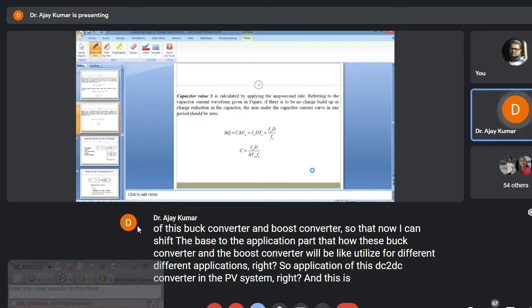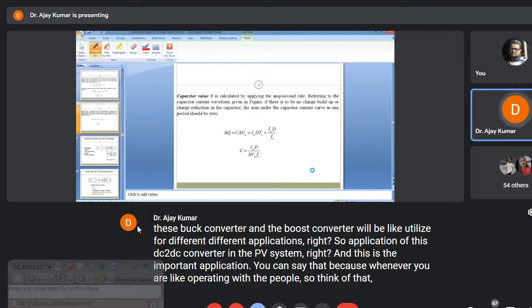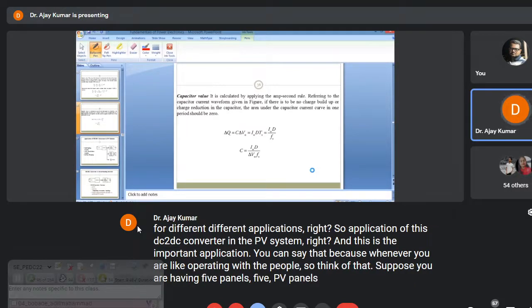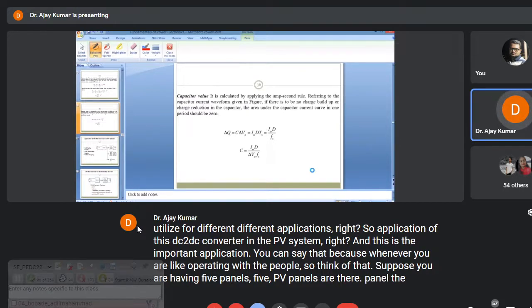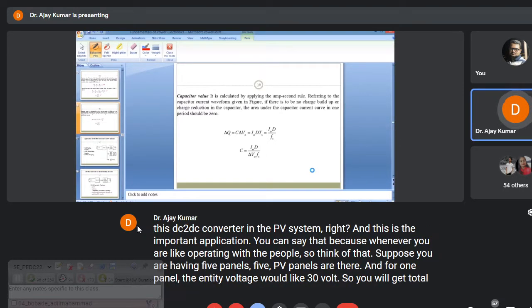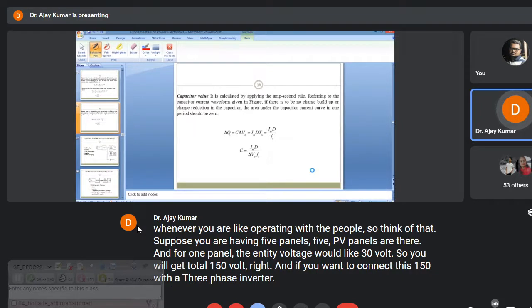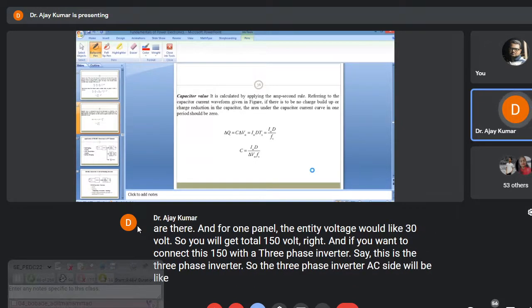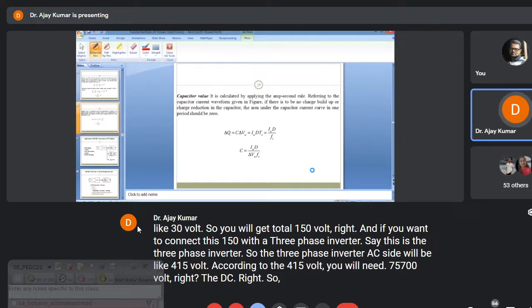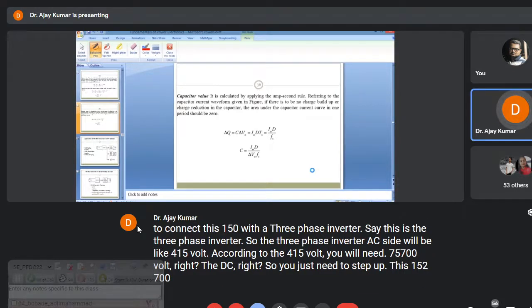This is an important application, because whenever you are operating with PV, think of this: suppose you have 5 PV panels, and for one panel the MPP voltage is 30 volts. So you will get a total of 150 volts. If you want to connect this 150 with a 3-phase inverter, the 3-phase inverter AC side will be 415 volts. According to the 415 volts, you will need 700 volts at the DC. So you need to step up this 150 to 700 volts or 650 volts. A minimum of 650 you will require at the DC side.